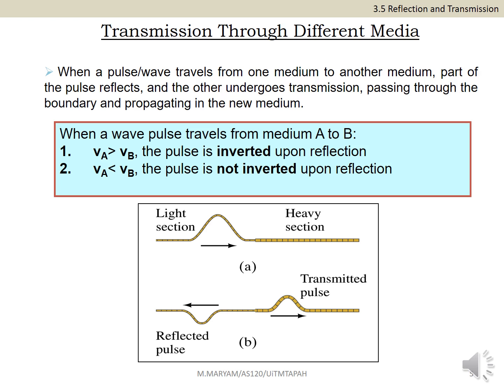So we can conclude that when a wave pulse travels from medium A to B, light section or heavy section, if VA is greater than VB, then the pulse is inverted upon reflection. If, let's say, VA is less than VB, the pulse will not be inverted upon reflection.